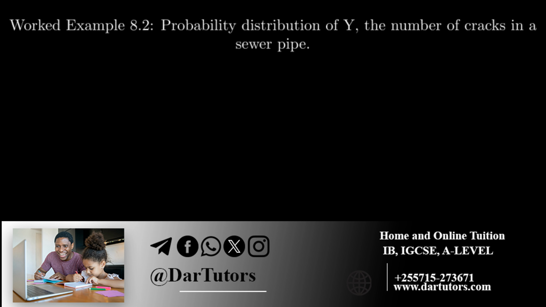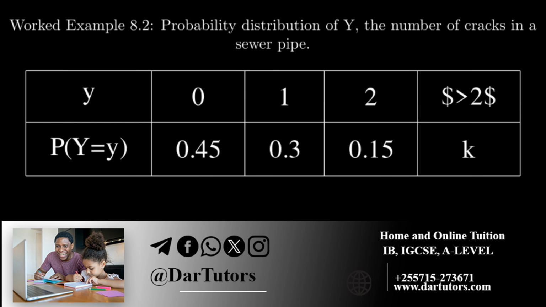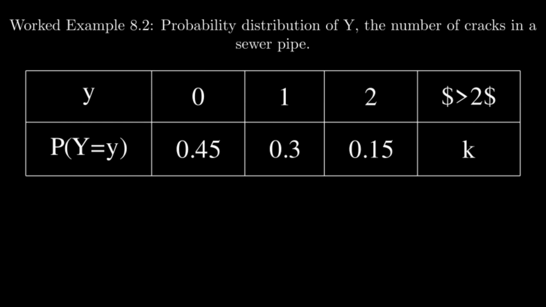We are given the probability distribution for Y, the number of cracks observed in a 1-kilometer region of a sewer pipe. Notice that one of the probabilities is an unknown value, k. We have 3 tasks. Find the value of k, find the probability that Y is less than or equal to 1, and find a conditional probability.